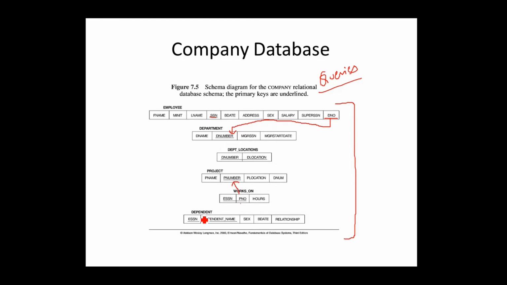When you talk about dependent, we have employee SSN and dependent name. This dependent is a weak entity, so we are going to have the foreign key as employee SSN here, and the primary key is a combination of employee SSN plus dependent name in the dependent table.